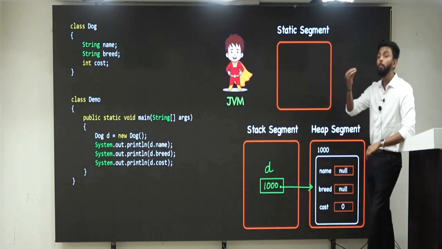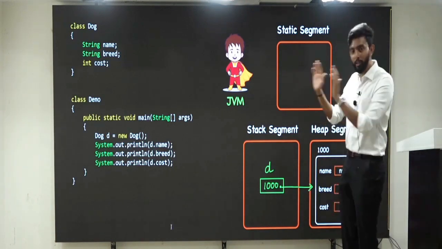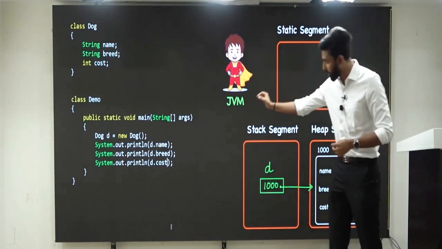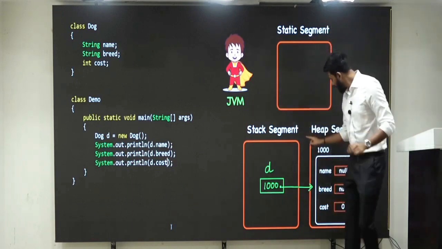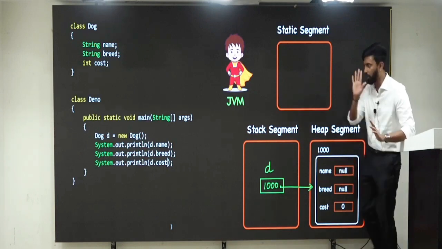I want to give my name. Not your name, name of the dog, I mean, okay? I want to give name of the dog. I want to give breed of the dog. I want to give cost. Can I replace this null with the name which I want? Yes. You want to see how?